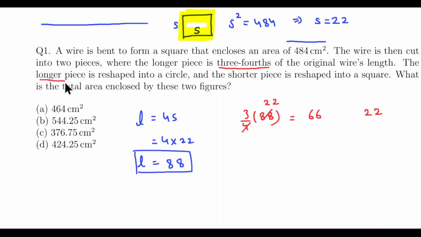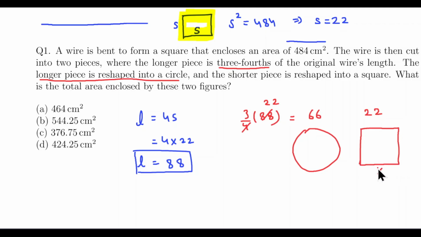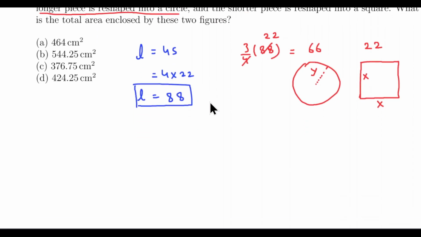Now the longer piece is shaped into a circle. Now from this total length, I'm making a circle. I don't know the radius. And now from the shorter piece, I'm making a square. Again, I don't know the side. Let's say the side is X over here, and let's say the radius is Y. And we need to find the total area. To find the total area, I definitely need the value of X and Y.